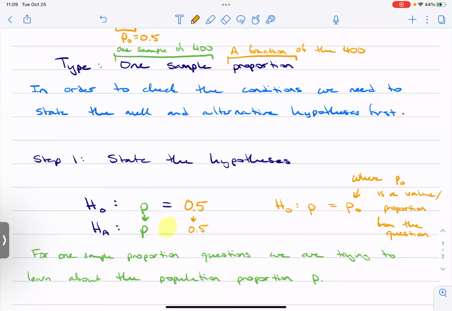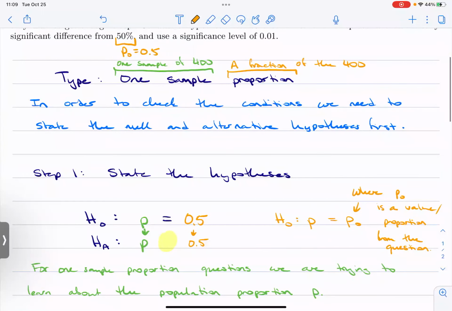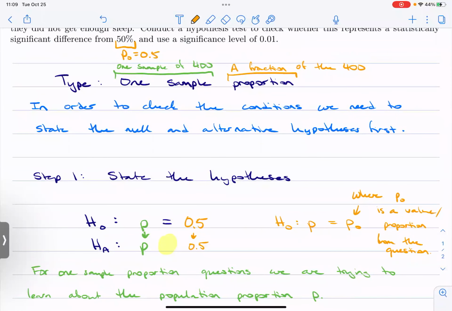Right. So once you have your null hypothesis, then you're off to the races, because you just have to decide what sign you have in the alternative hypothesis. Now that's going to come from the question. We have three options. Alternatives to equal to: not equal to is a good first step, or less than, or greater than.